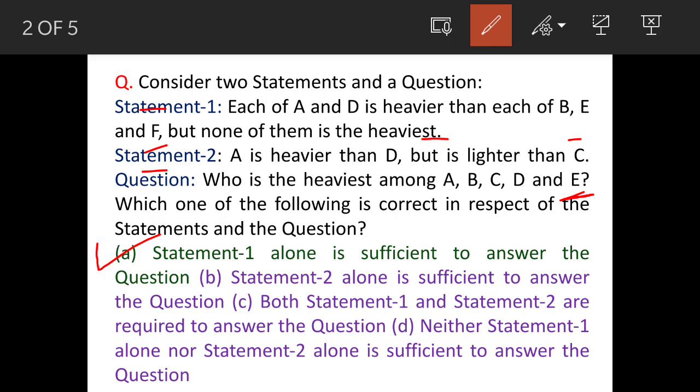So F is actually misleading data or superfluous data, but you cannot ignore F. But while answering we have to consider only 5 characters. So this is a bit of confusion they have tried to create. Otherwise it's a very simple question.